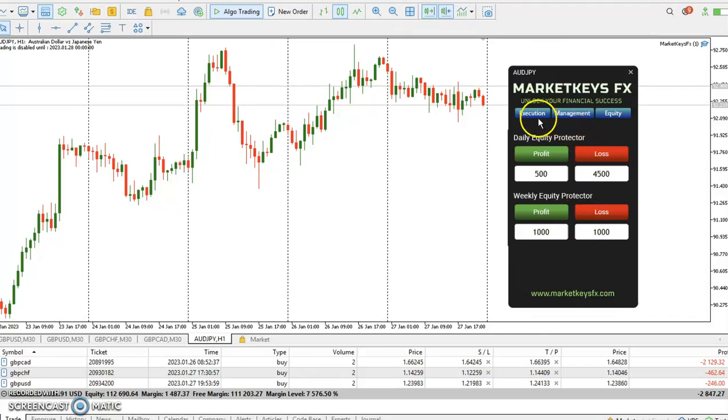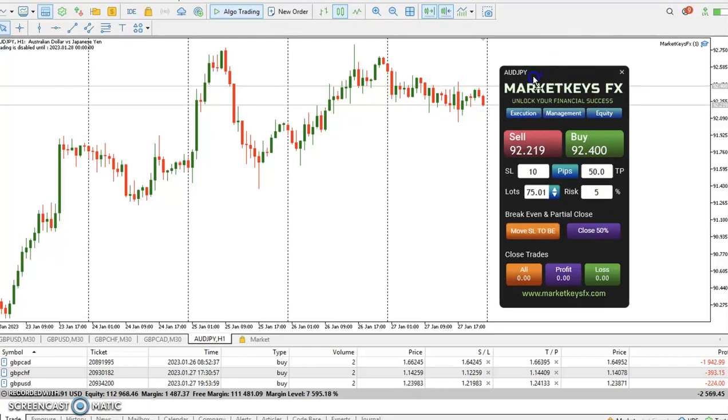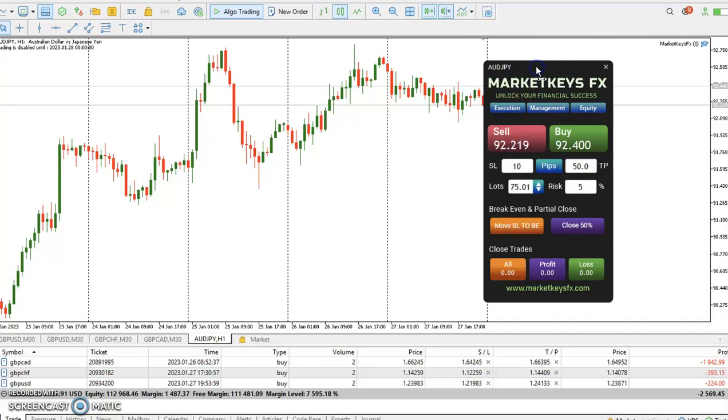So this trade assistant, this trade manager, is very good for beginners. It's very easy to use. It doesn't make your MT4 or MT5 slow. It's just very simple and easy to use for beginners.